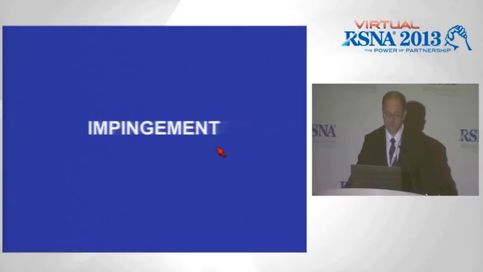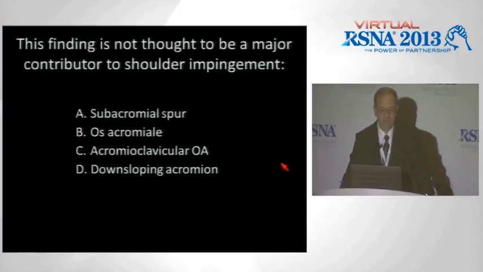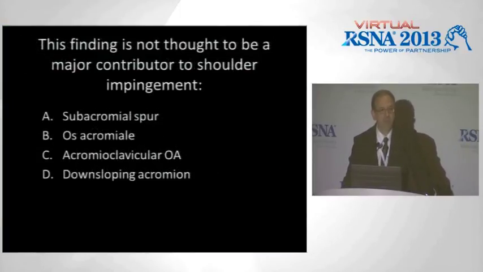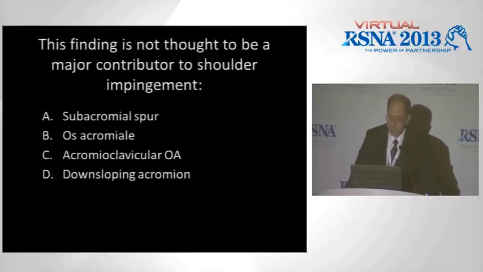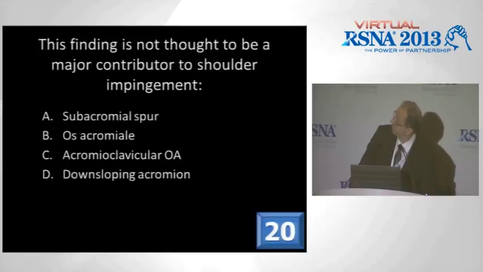Now we'll talk about impingement as we go on to talk about the rotator cuff. And the first question we'll pull up here is, this finding is not thought to be a major contributor to shoulder impingement. Is that going to be a subacromial spur, an acromioclavicular osteoarthritis, or downsloping acromion?